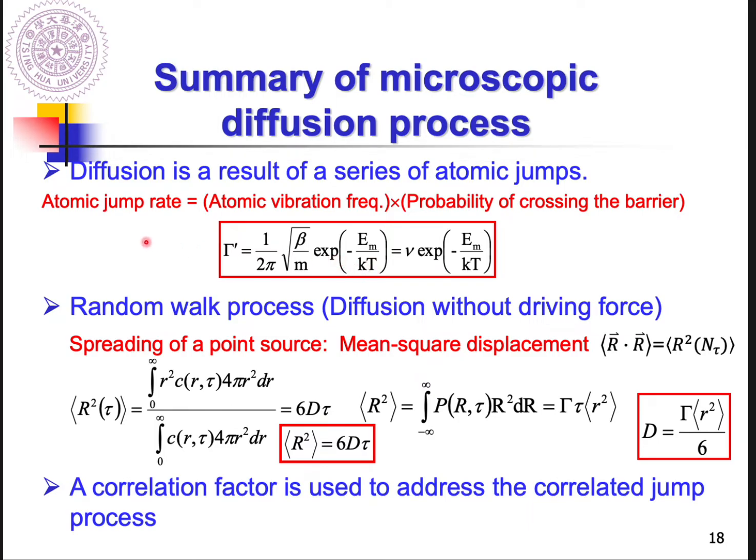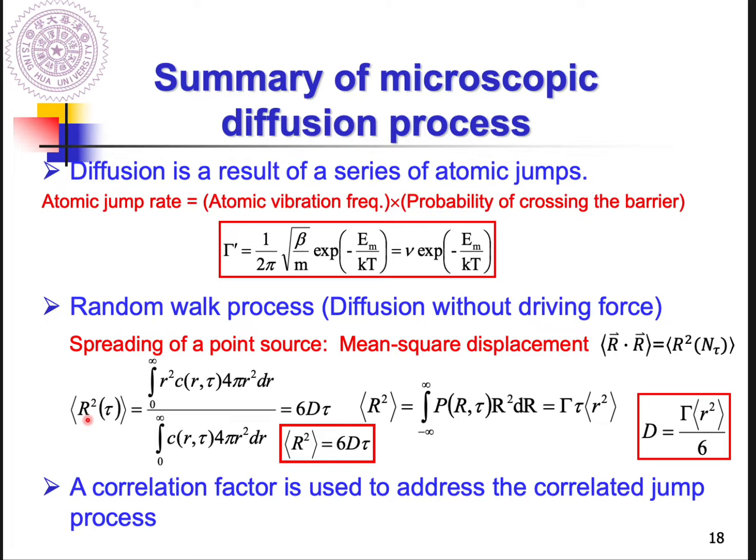So now we know the successful atomic jump. As you know, diffusion, which we observe on the macro scale, is the result of a series of atomic jump processes. In order to give you a quantitative description between diffusion and atomic jumps, we use the random walk process as an example and find a good indicator to describe the diffusion phenomenon, which is the mean square displacement, capital R.